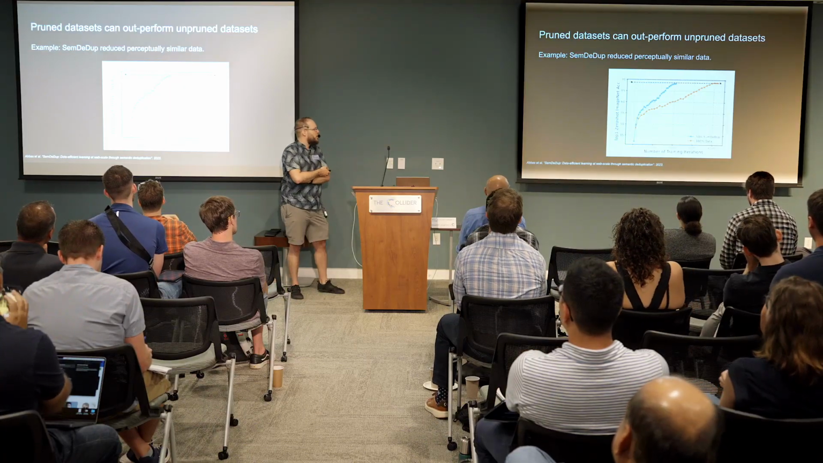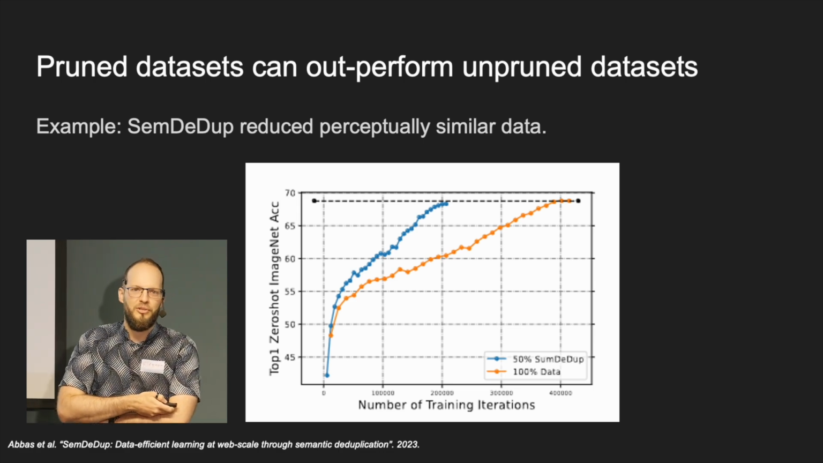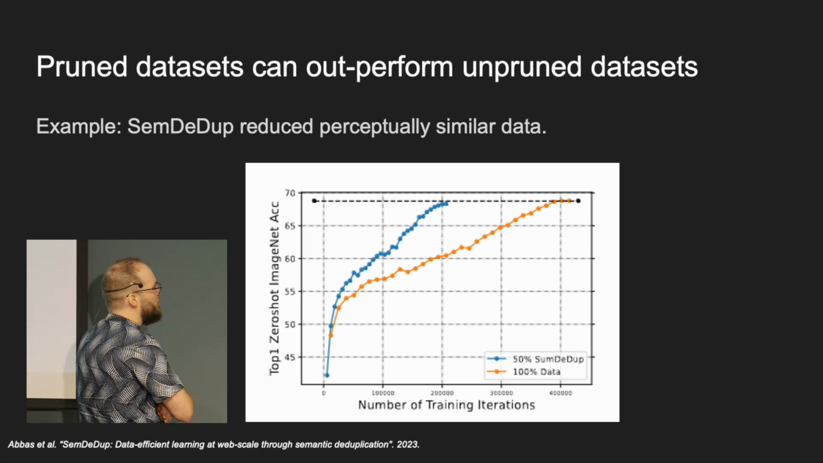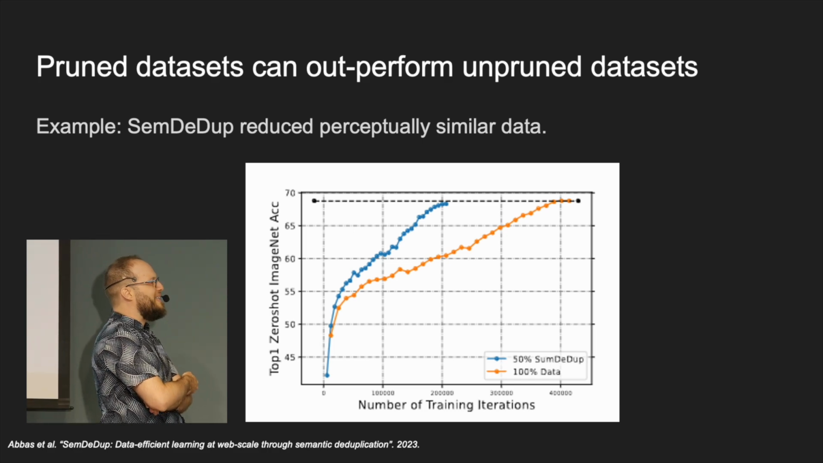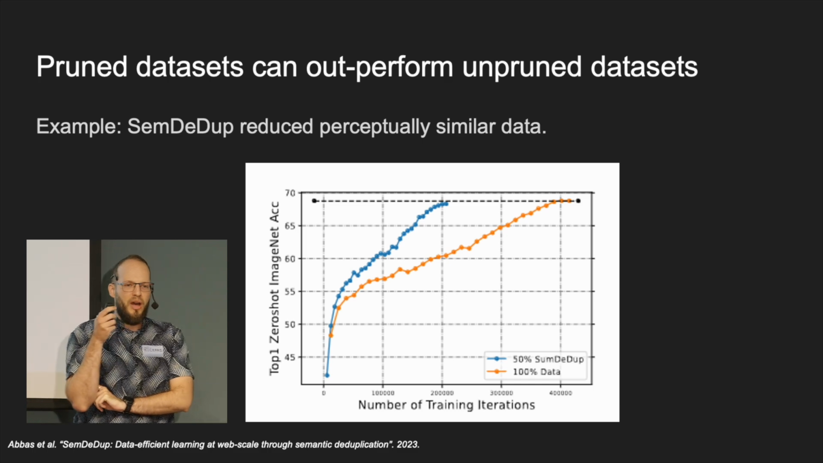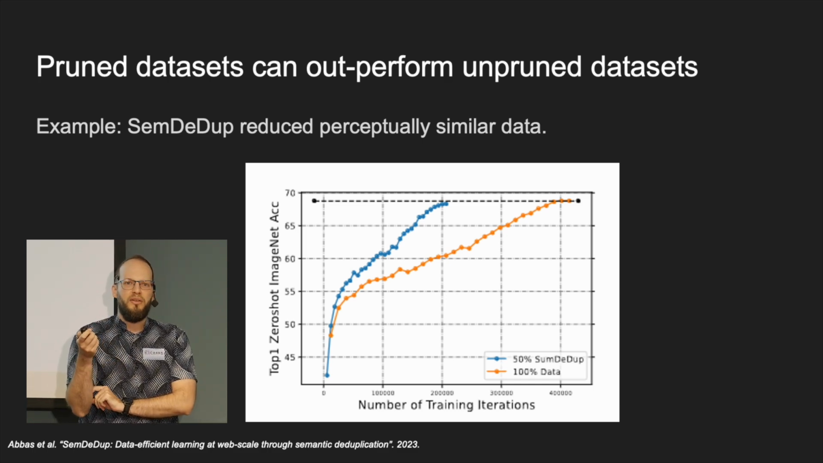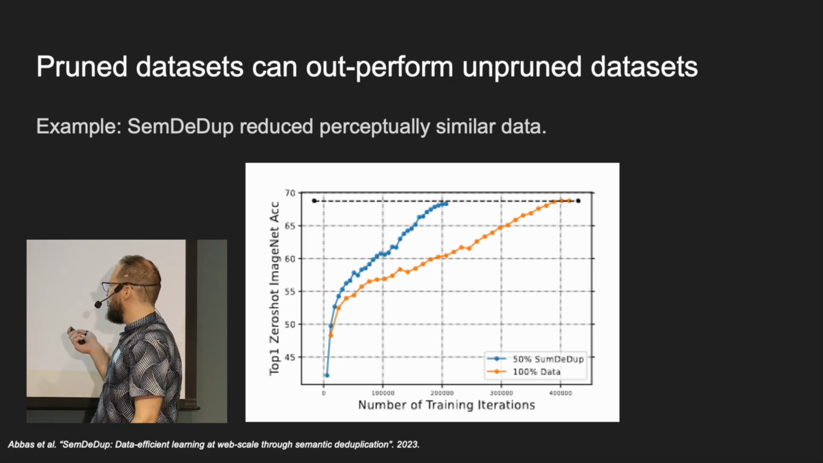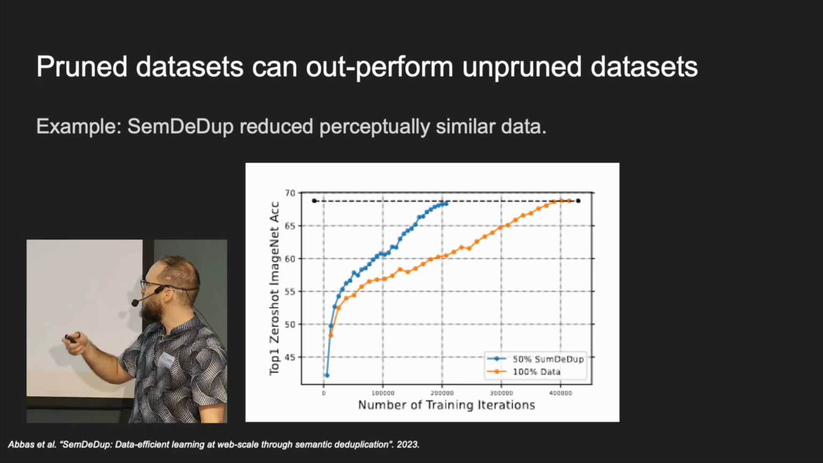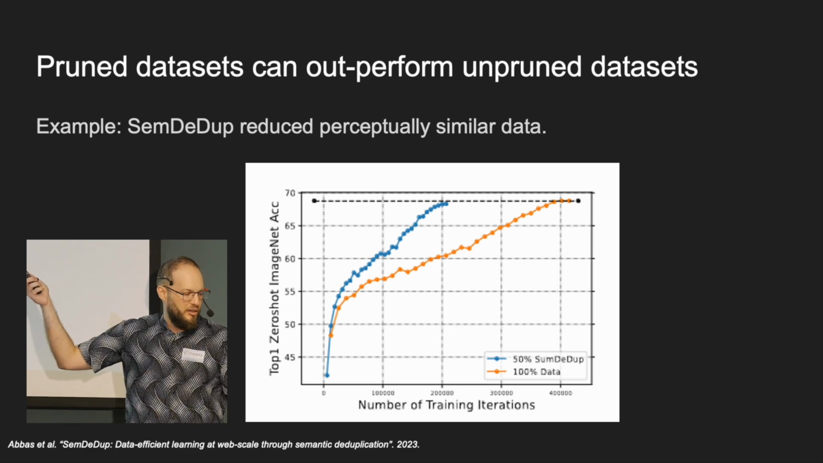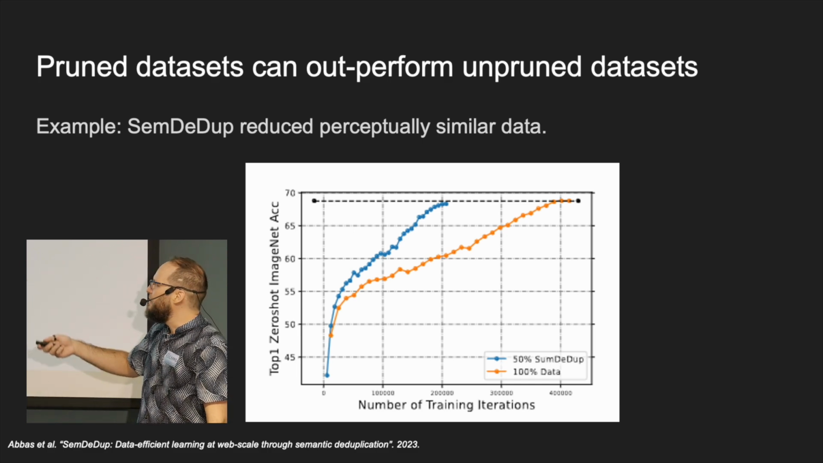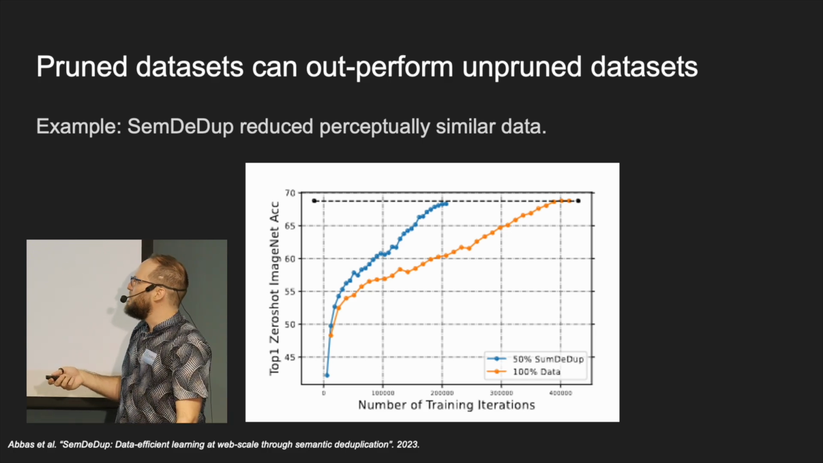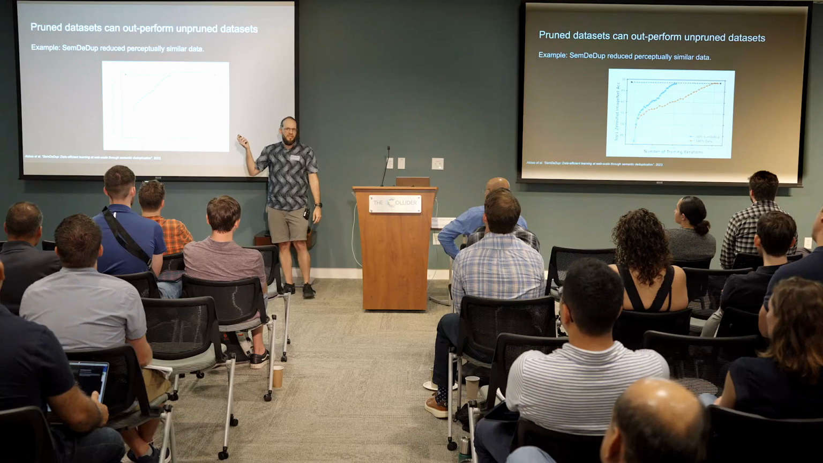One of them is this paper called SEMdedupe, which is short for semantic deduplication, where they showed that you were able to get the same model performance with a subset of the training data. Just orienting you here, the x-axis is training time, the y-axis is performance. The orange curve is training on 100% of ImageNet, and then they threw out 50% using their method and were able to match that performance and even exceed it.